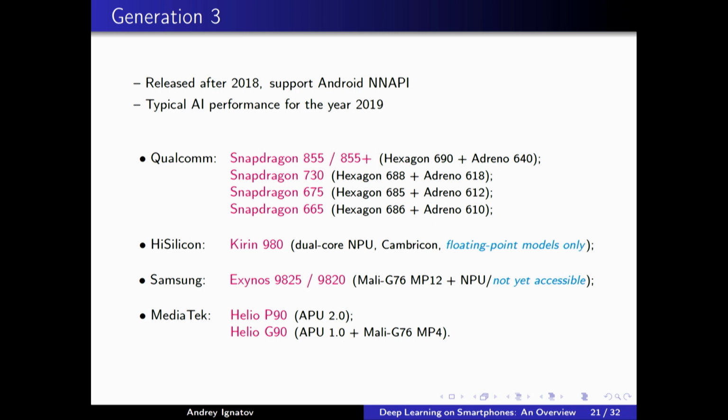Third generation of SoCs released after 2018 show typical performance for the year 2018. Qualcomm 4 chipsets, same as before, Hexagon DSP is used for quantized inference and Adreno GPU for floating point inference. HiSilicon released Kirin 980. Basically, it has the same NPU, but now with 2 cores. Samsung 2 chipsets, Exynos 9825 and 9820. Right now, everything is running on their Mali GPUs, but these chipsets also have a standalone NPU. Unfortunately, drivers for this NPU are not yet publicly available.